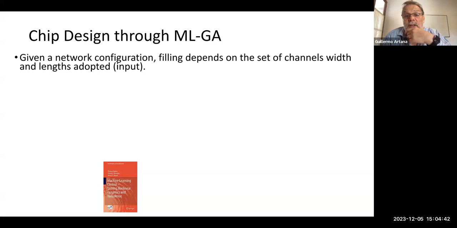So what follows is we adopt a network configuration, and the liquid filling of the network depends on the set of channel widths and lengths adopted. So the channel width and the length of these channels will be the input of the machine learning algorithm that we will use in this case. So you have individuals. Each individual is formed by the set of channel widths and lengths that you have adopted.